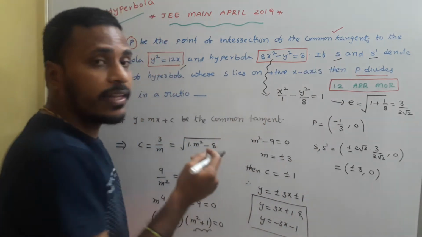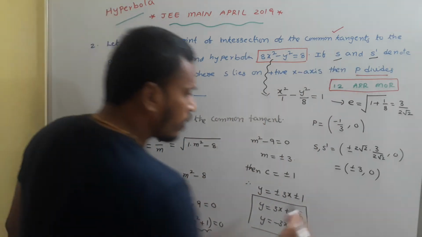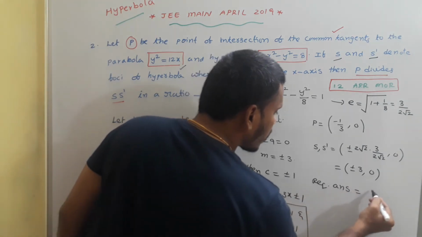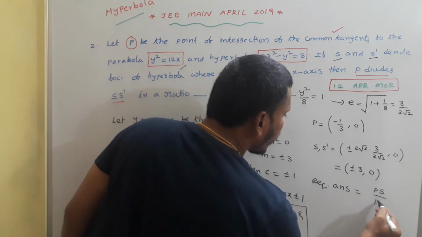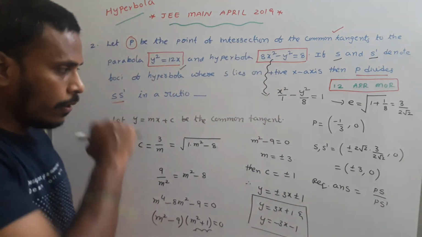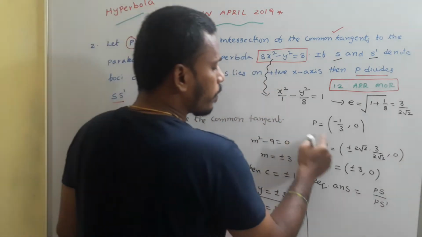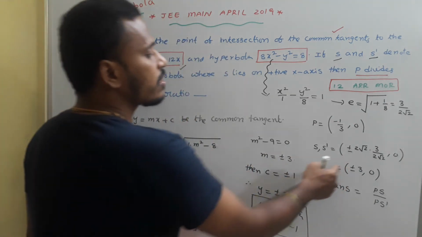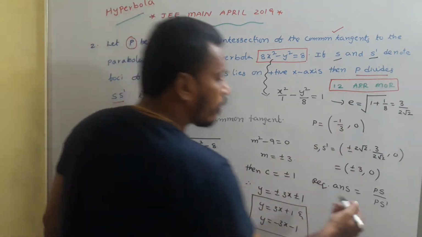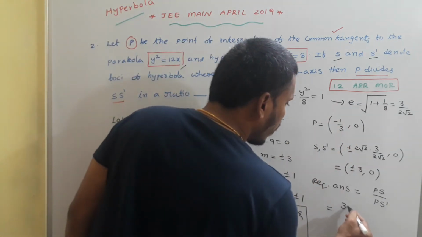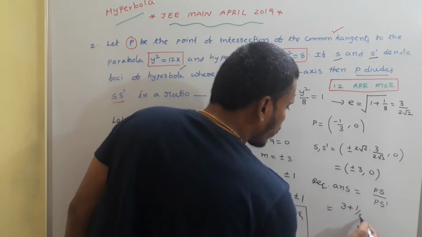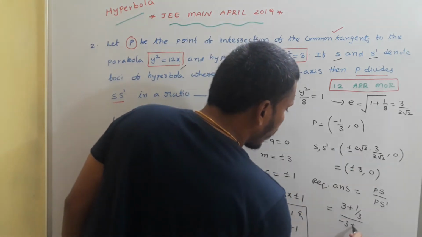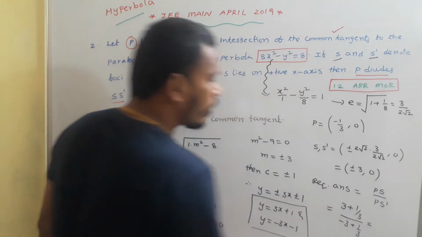Our task is to find the ratio in which P divides SS dash. So the required answer is equal to PS by PS dash. For all these points, P, S, S dash, the y coordinate is 0. So PS is the distance between 3 comma 0 and minus 1 by 3. So that is nothing but 3 minus of minus 1 by 3. Okay, and then the denominator is minus 3 minus of minus 1 by 3. That's what we need to calculate.